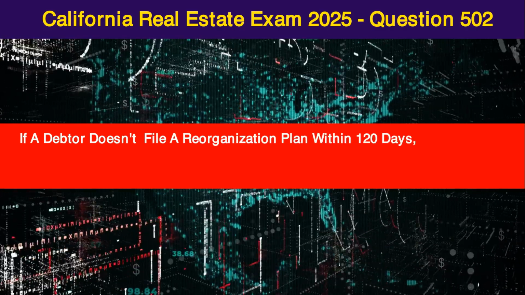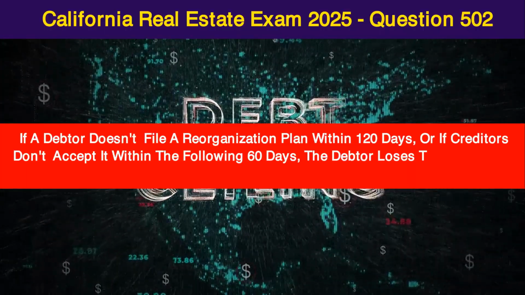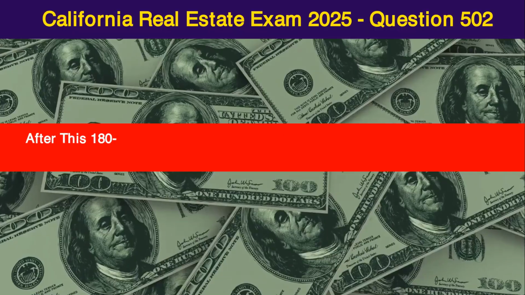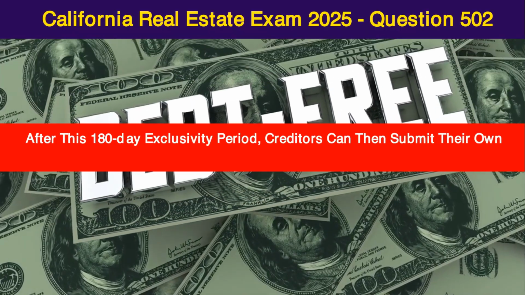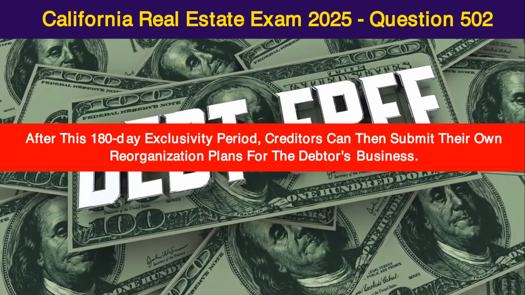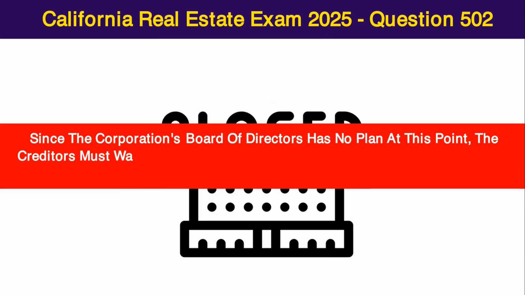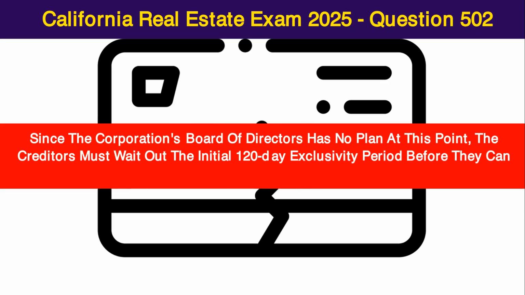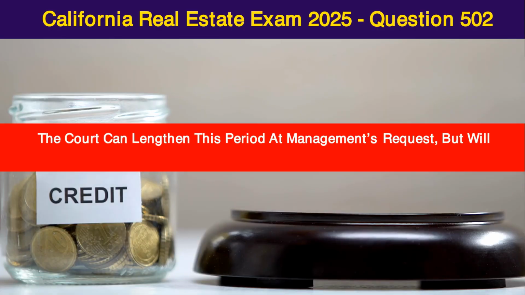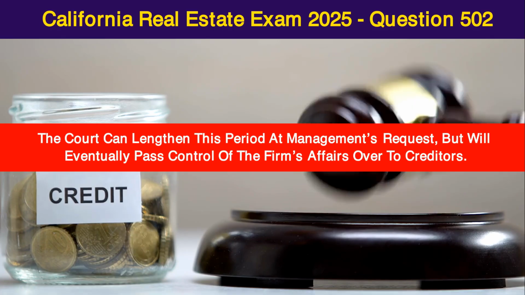If a debtor doesn't file a reorganization plan within 120 days, or if creditors don't accept it within the following 60 days, the debtor loses their exclusive right to propose a plan. After this 180-day exclusivity period, creditors can then submit their own reorganization plans for the debtor's business. Since the corporation's board of directors has no plan at this point, the creditors must wait out the initial 120-day exclusivity period before they can file their own plan. The court can lengthen this period at management's request, but will eventually pass control of the firm's affairs over to creditors.